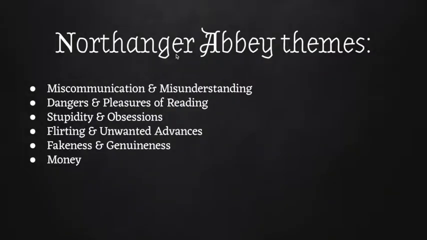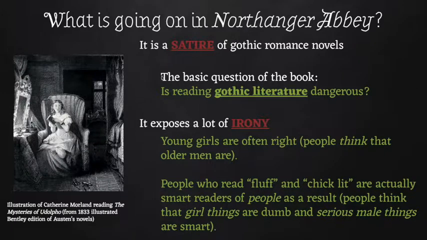So this book is a satire of the Gothic romance novel. And the basic question of the book is, is reading Gothic literature dangerous? And is reading dangerous? And then the book also exposes a lot of irony. Okay, here's what's ironic. Young girls are often right. People think that older men are, but young girls are often right. But in a patriarchal society, we assume the men are in charge and that they're right about things. But we're going to find out that, in fact, everyone should have been listening to Catherine all along, ironically.